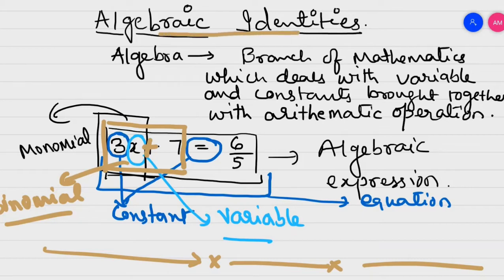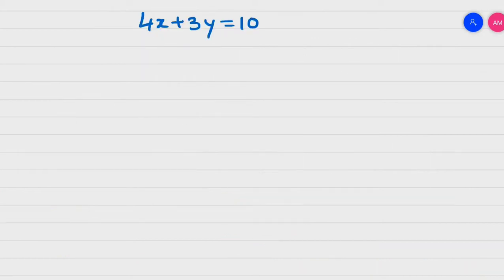Okay. Children, now let us see one algebraic expression: 4x plus 3y is equal to 10. This is not only an expression, but it is also a statement. It shows this equal to sign. Now see, 4x plus 3y is equal to 10. If you want to know what is the value of x and what is the value of y, you simply start using trial and error method.